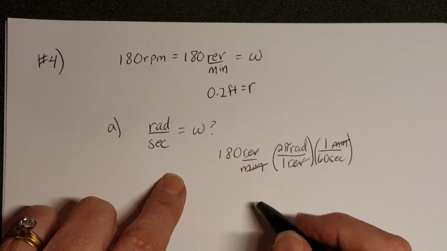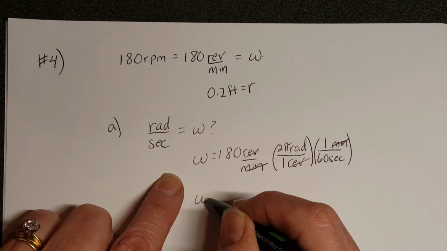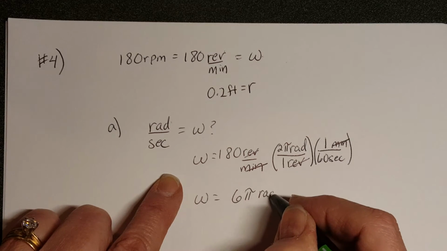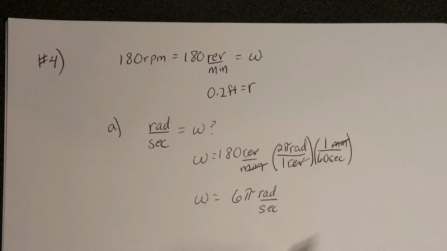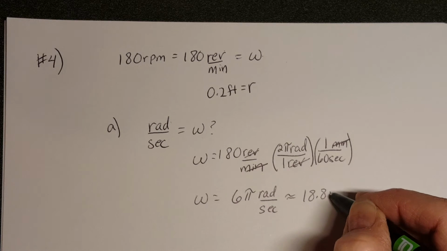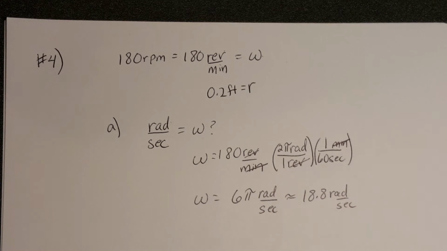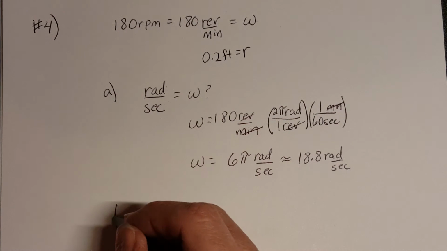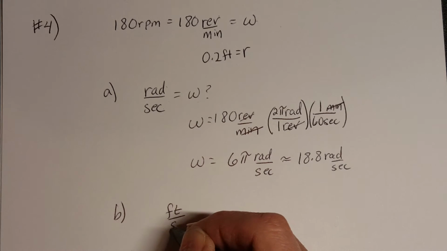When you do this in your calculator, this conversion leads to 6 pi radians per second. And if we get the decimal approximation of that, we have 18.85, so 18.8 radians per second. So that's the answer to part A. Part B says, how fast must it be pulled in feet per second? So for part B, we want how fast must it be pulled in feet per second?